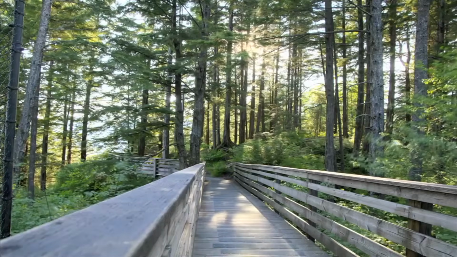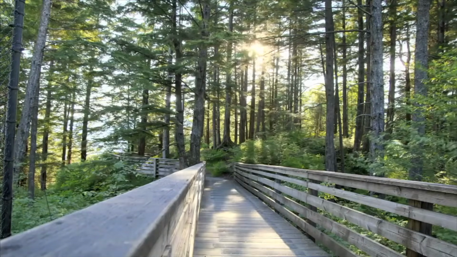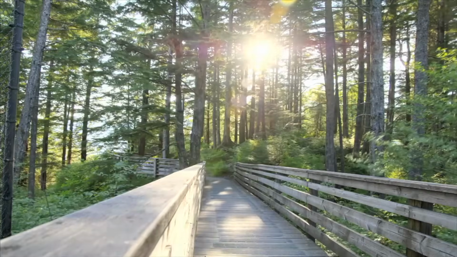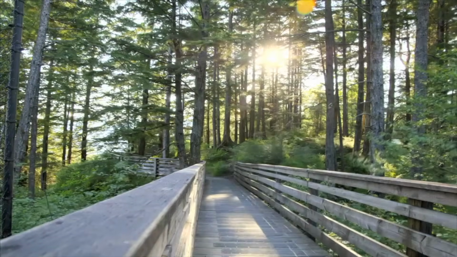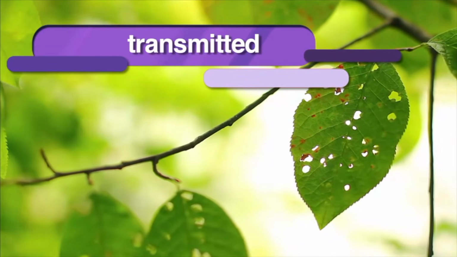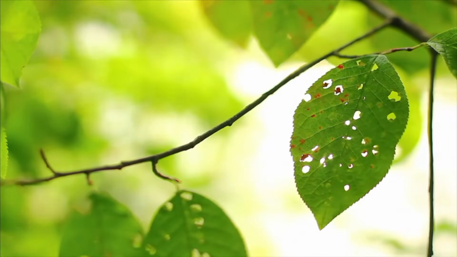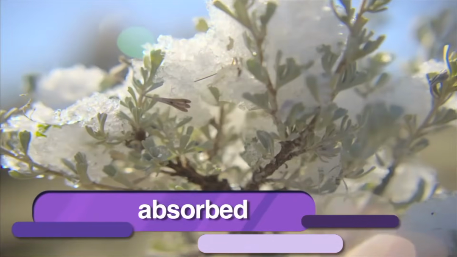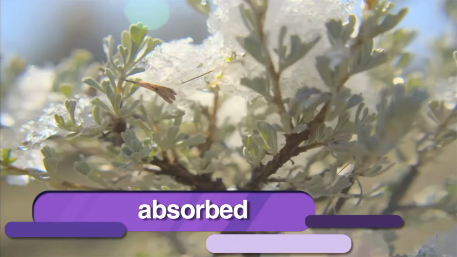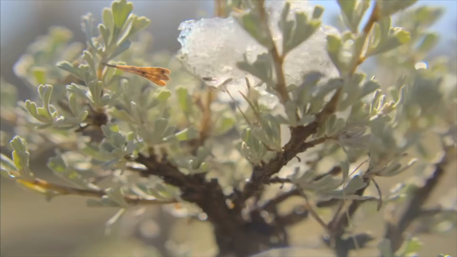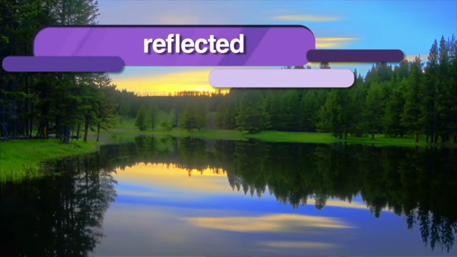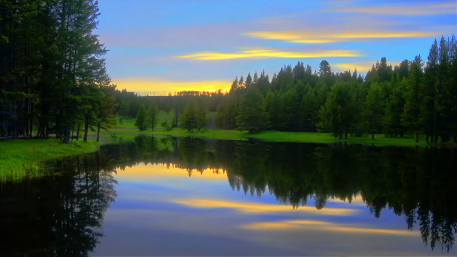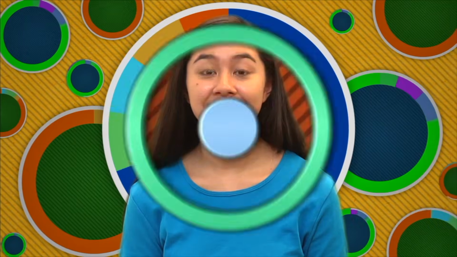Light rays travel in a straight line. A light ray will keep going straight until it hits something. When a light ray encounters an object, it can do three things. It can be transmitted, which means that it passes through the object. It can be absorbed, causing the light energy to change into heat. Or it can be reflected, meaning the light will bounce off the object. In most cases, a combination of all three will happen.